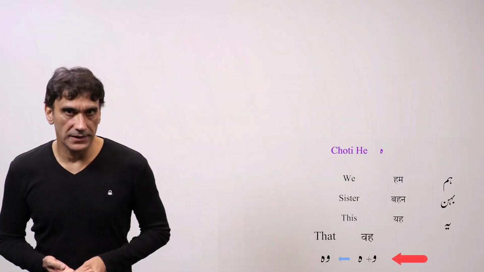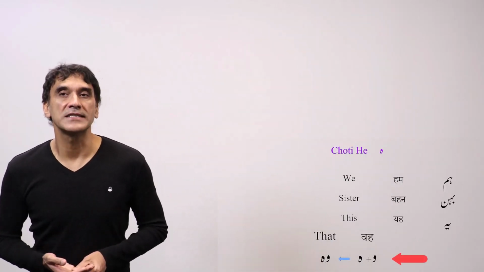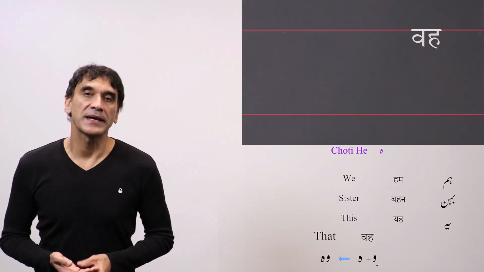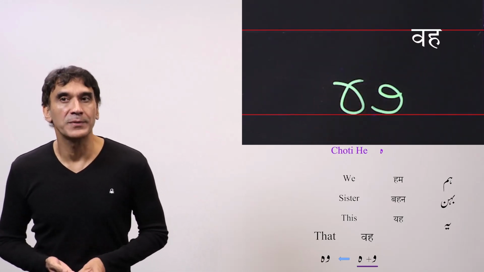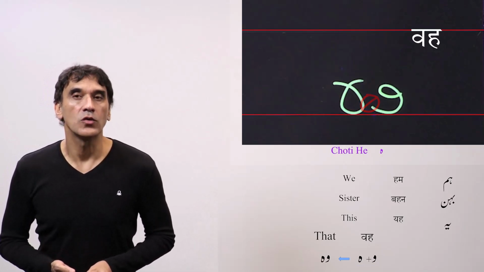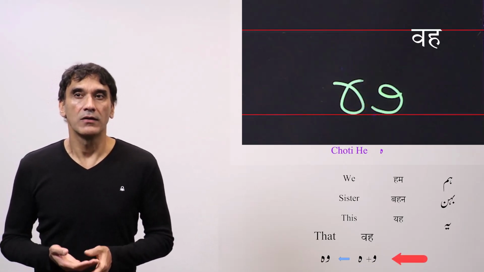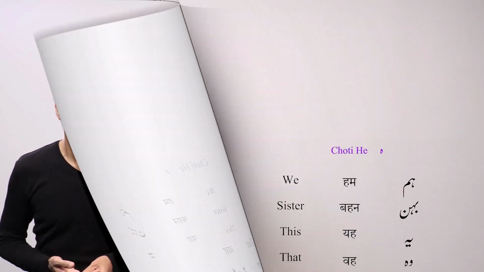And the last word is vah, meaning that. It also means he, she, it, and they in Urdu. We have taken it in the last video that explains vav. Here we take it to show how detached Choti He is written. The spelling is vav plus Choti He. Choti He will not be connected to vav because vav is non-connector. So vav plus Choti He, vah.